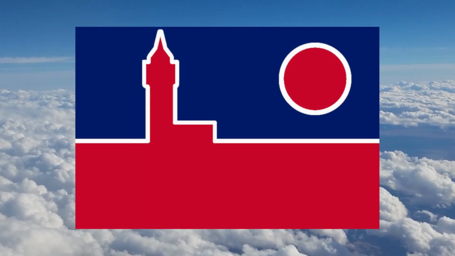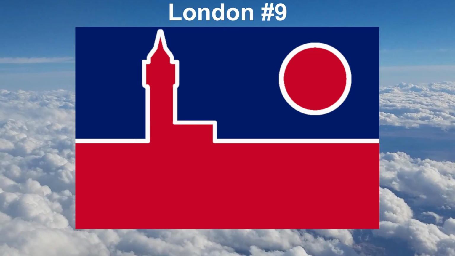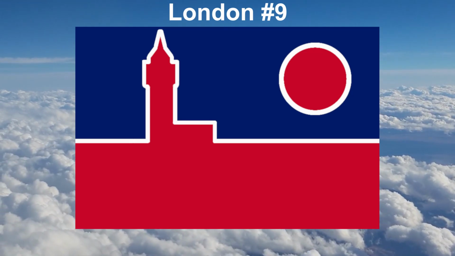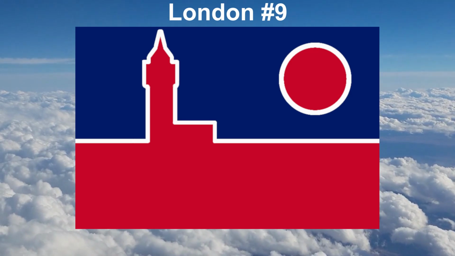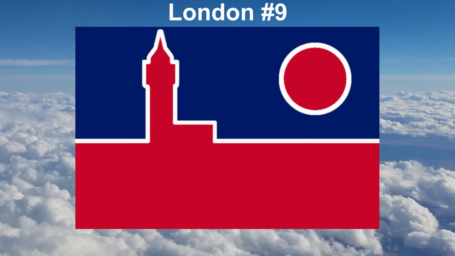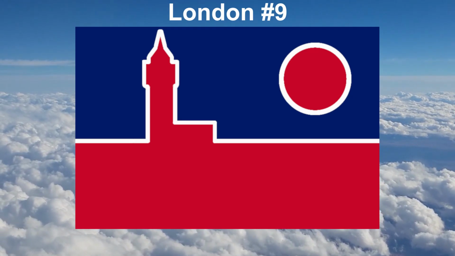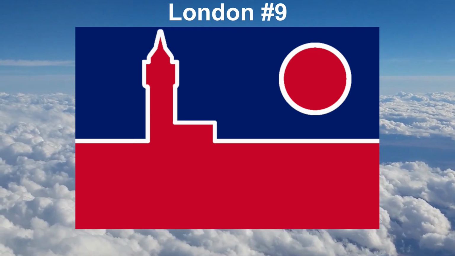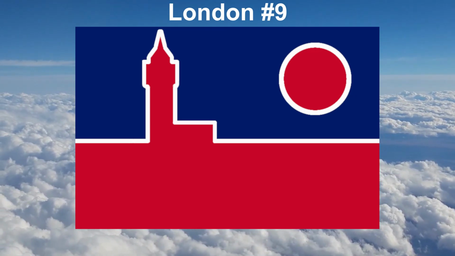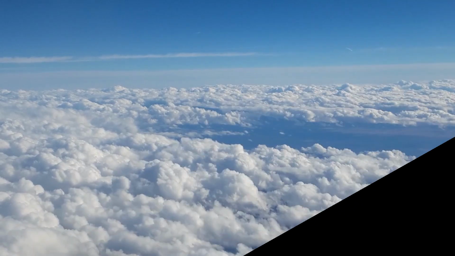Next we have entry 9. The colors are from the UK flag. White represents peace and honesty. Red symbolizes bravery, strength, and valor. Blue represents vigilance, justice, loyalty, and perseverance. The building depicts Big Ben, an important landmark of London. The sun on the top right of the flag represents the warmer weather that London gets because the south of the UK is warmer than the north.